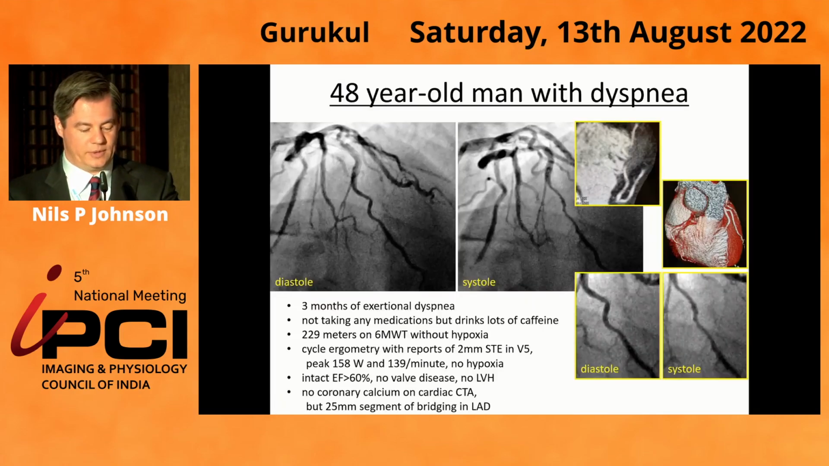I want to show very quickly a case because I was also asked to talk about bridging. This was a patient I took care of, a 48-year-old man who had dyspnea, came for evaluation. You can see the bridge in the mid-LAD segment. I also got a CTA. And the question is what to do about it. Is this the reason that the patient's having dyspnea?